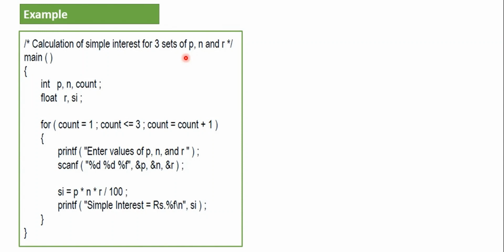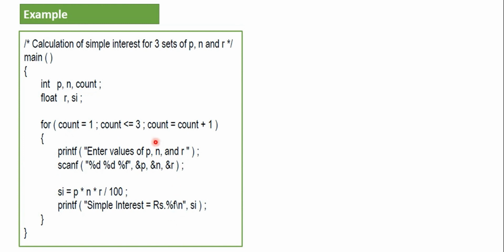If you see within the main function, we have defined the same variables. There is one extra variable called count. Now within the for loop, count is equal to 1. This is the initialization value, that is the starting value of count, that it will start from 1 and it will go to the maximum of 3. That means the count will be compared to 3, and if it is less than or equal to 3, then this body will be executed.